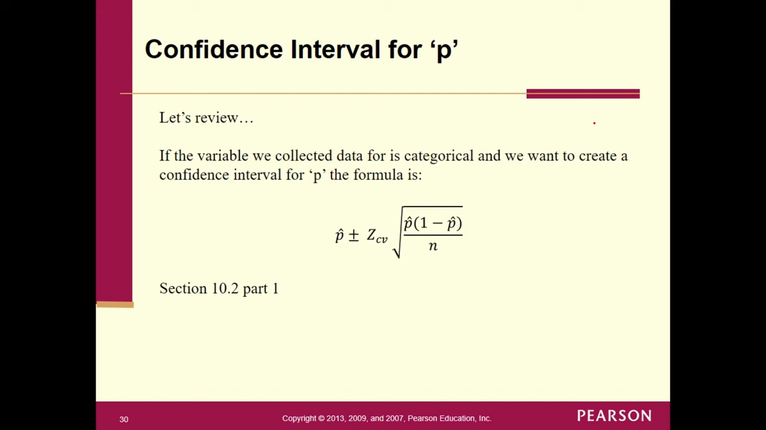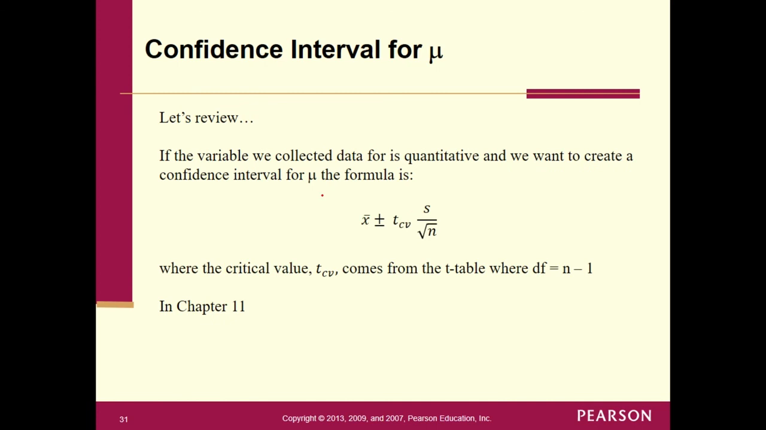All right, so let's review. If the variable we collect the data for is categorical, and we want to create a confidence interval for the population proportion P, the formula is the following. You've got p hat plus or minus the critical value that's coming from the standard normal, and then you've got your standard error. We're going to study this more closely in section 10.2 part 1.